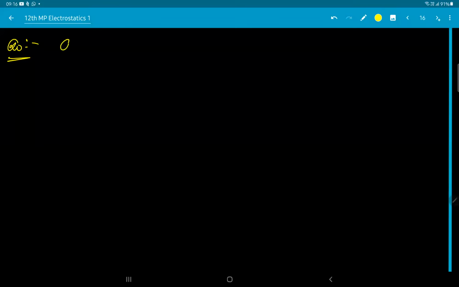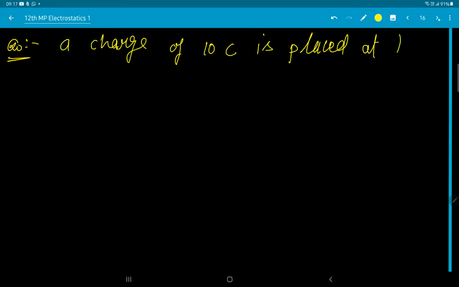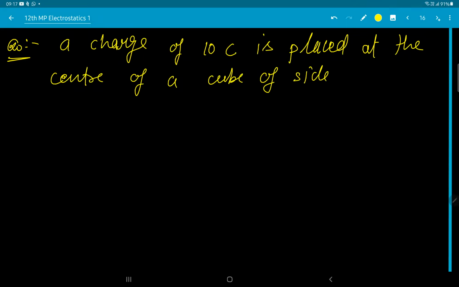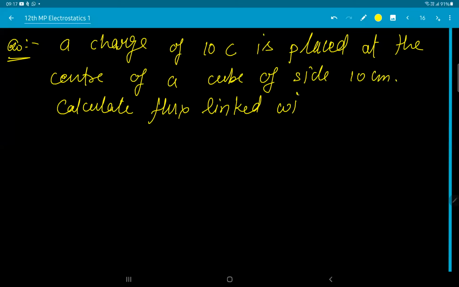Question is, a charge of 10 coulomb is placed at the center of a cube of side 10 centimeter. Calculate flux linked with one surface.